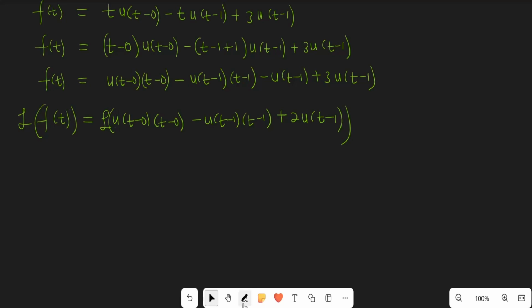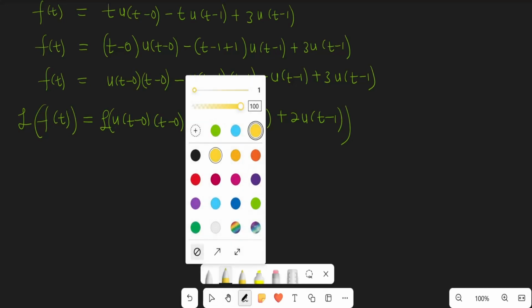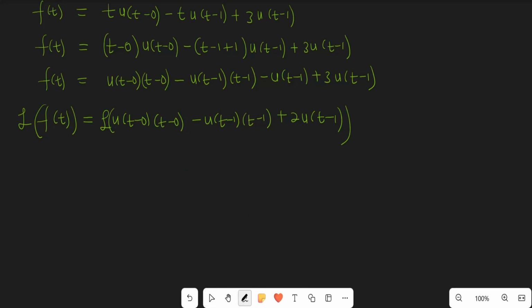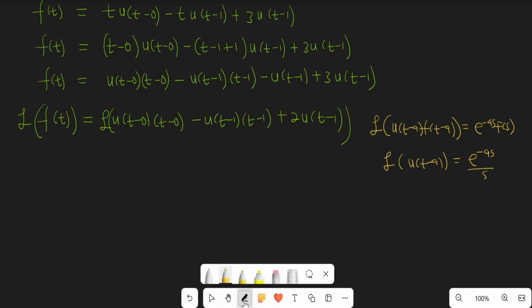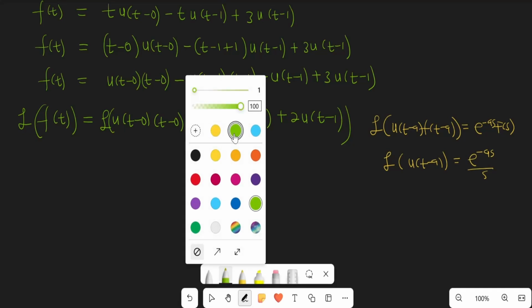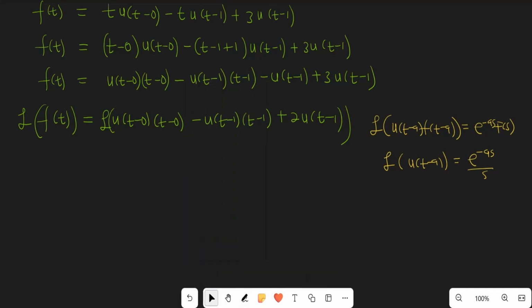Now let me refresh your memory with what we have already. When we have the Laplace transform of u of t minus a times f of t minus a, this is equal to e to the negative as times the Laplace transform of the unshifted function. And the Laplace transform of u of t minus a alone is going to be e to the negative as all over s. Cool. So now let's solve this, just by recalling.